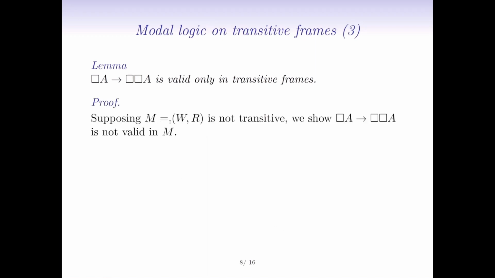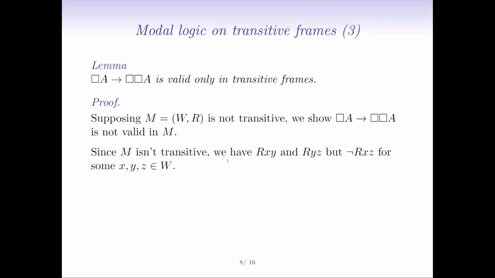So let's take a frame which is not transitive, and we're going to show that the formula box A implies box A must then be not valid in that frame. Since the frame is not transitive, there must be some worlds for which the principle of transitivity fails. Remember that transitivity says that anything you can get to by taking 2 steps in R, you can also get to by taking 1 step. So since M is not transitive, there must be some points where this principle fails.